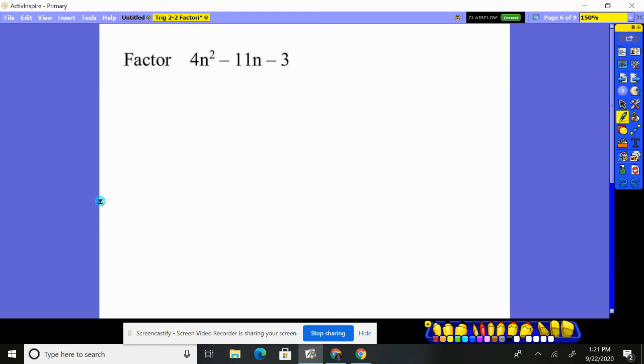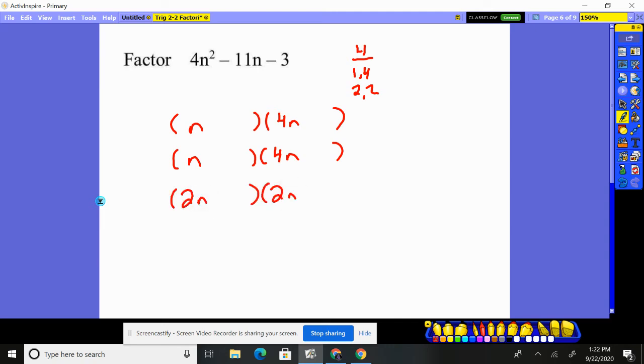Okay, again, we have subtraction. And notice we have 4n squared. For 4, there's 1 and 4, 2 and 2. So I could have 1n and a 4n. And then I could have, I'm going to do it again because I know that I'm going to have a second one there. 2n, 2n.